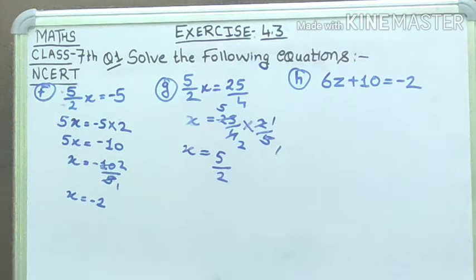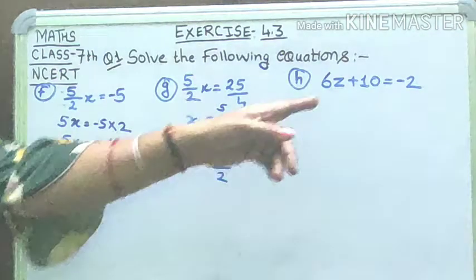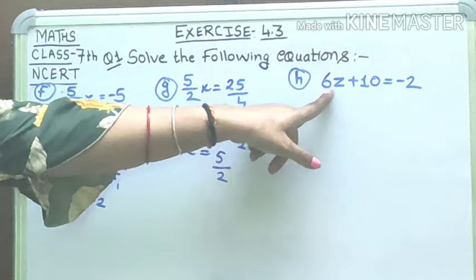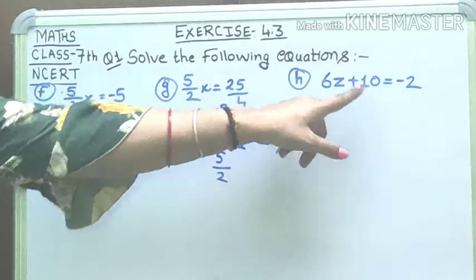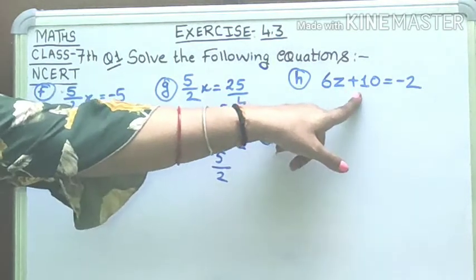Now come to the H1. 6z plus 10 equal to minus 2. अब आपको इतना पता हो जाना चाहिए कि इसमें वेरिएबल क्या है. वेरिएबल इज z and what we have to do? Yes, we have to remove the terms which is given with the variable. So with the variable z, number is given 6 and the other term is plus 10. We have to remove this 6 and we have to remove this plus 10.